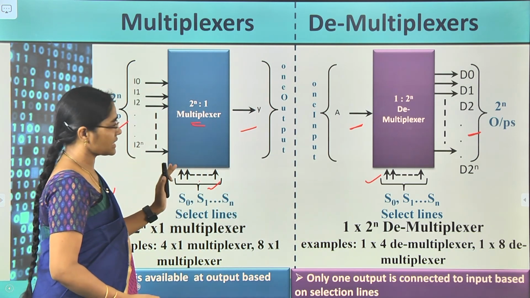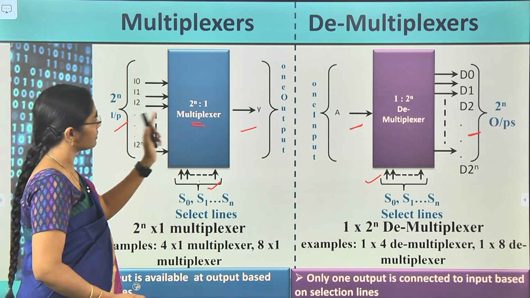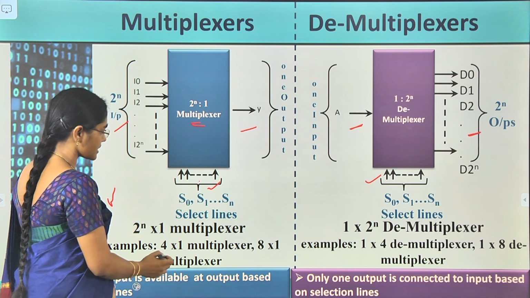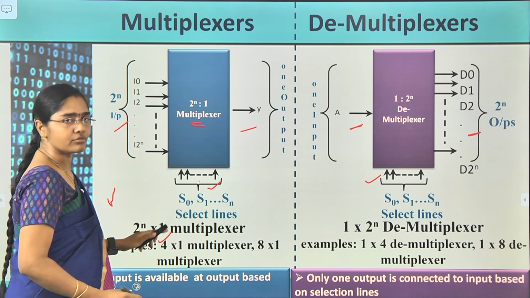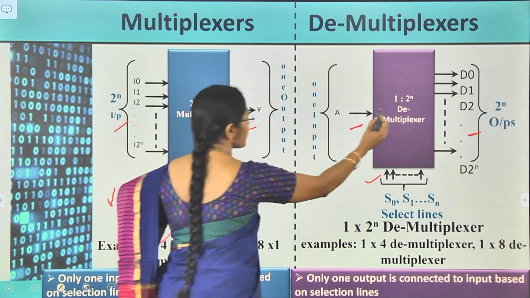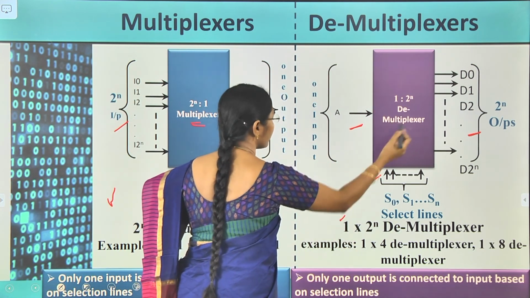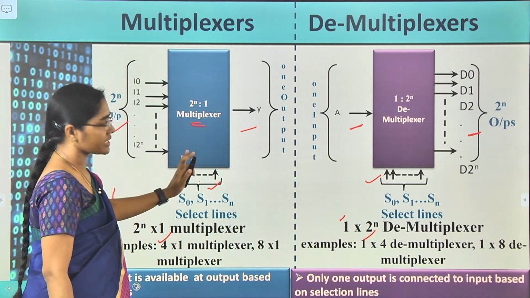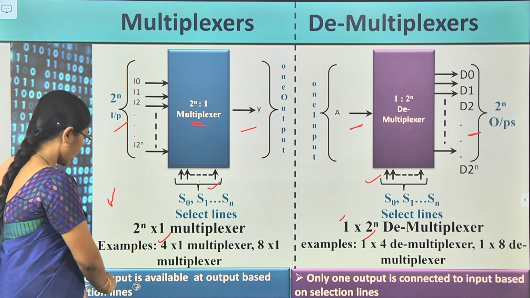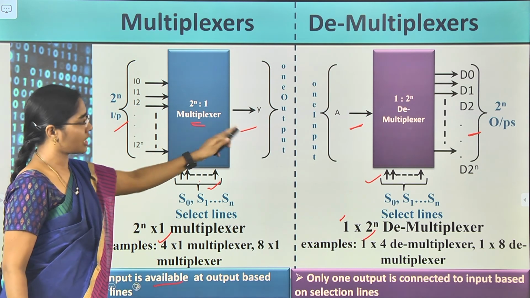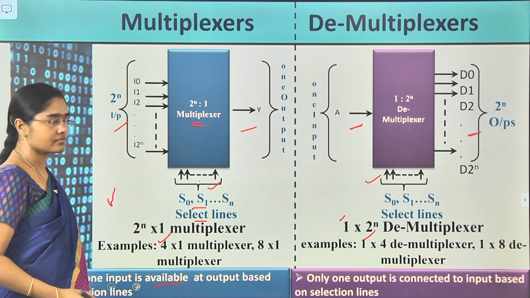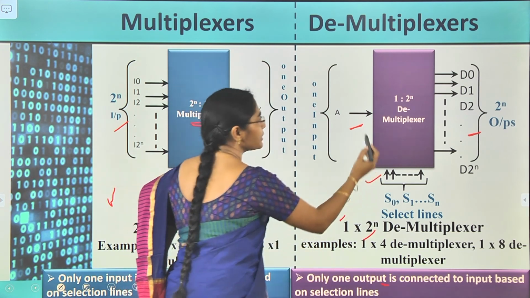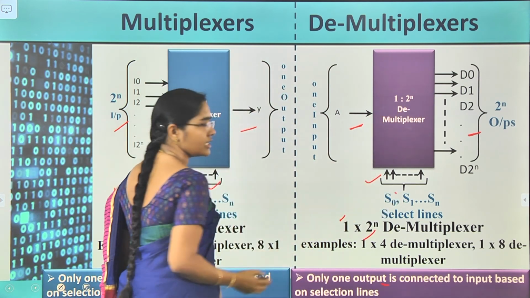Here the sizes of multiplexers are represented as 2 to 1, 4 to 1, 8 to 1 and so on. Here the sizes are mentioned as 1 to 2, 1 to 4 and 1 to 8 demultiplexers. What is the function of a multiplexer? Only one input is available at the output based on the selection lines. And what is the function of a demultiplexer? Only one output is connected to the input based on the selection lines.